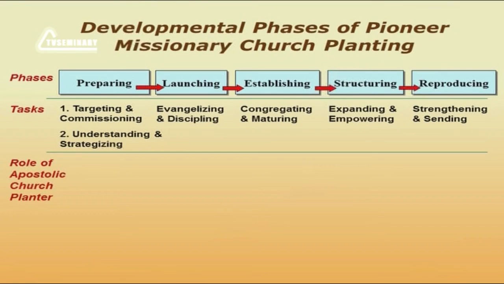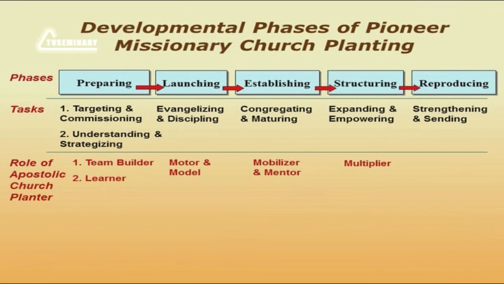Now, what is the role of the apostolic church planter? Initially, team builder and learner. And that role evolves. Remember, we talked about the different M's of the church planter, motor and model, doing all the work in the beginning phase. Then becomes the mobilizer and mentor, training others. And then becomes the multiplier, helping others train others. And then the memory as that apostolic church planter phases out.